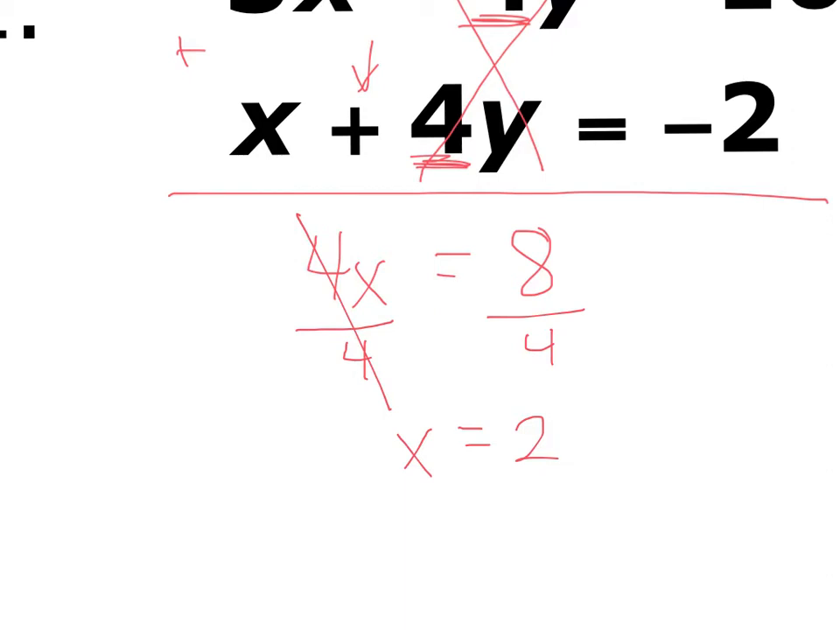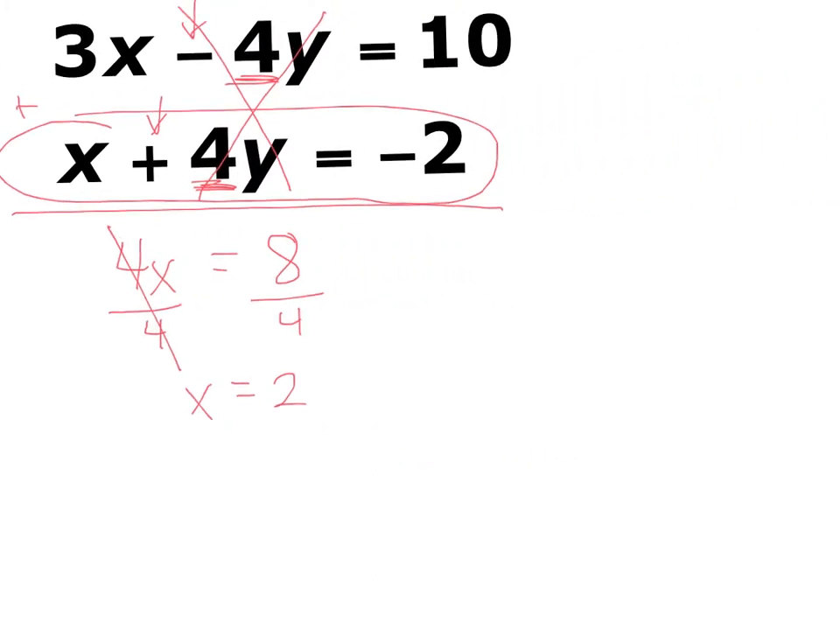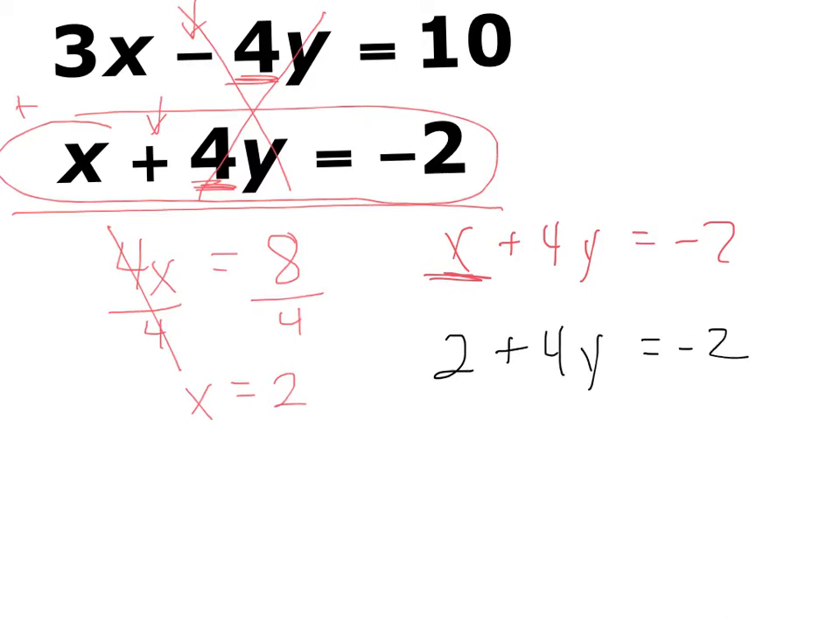Okay, now that we have that, we can go ahead and solve for y. And let's choose this equation down the bottom to plug back in. Okay, so we have x plus 4y, and that all equals negative 2. So now we know that instead of x, we can put a 2. So let's plug that in. So we have 2 plus 4y equals negative 2.